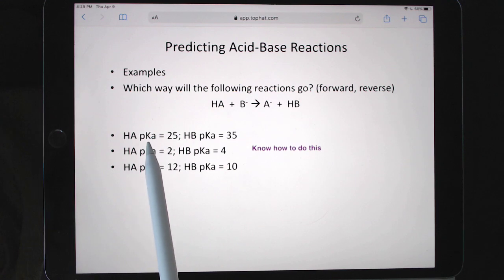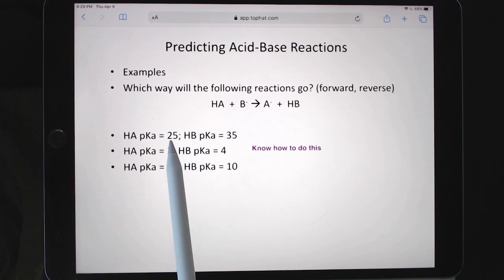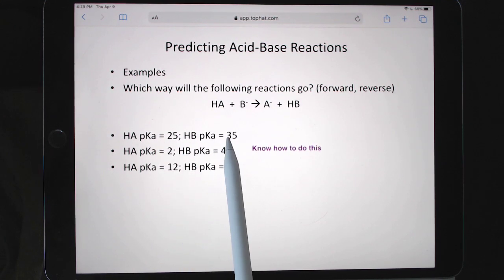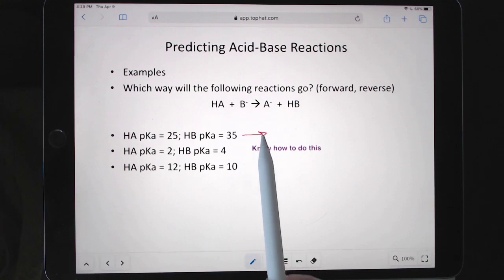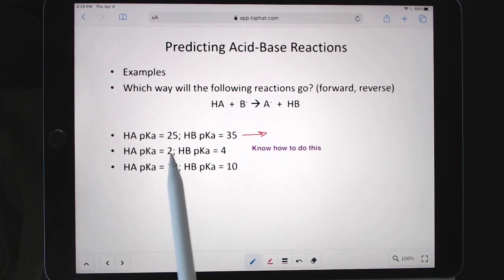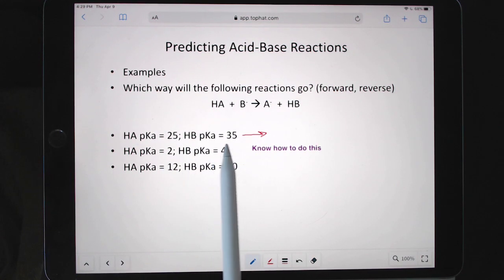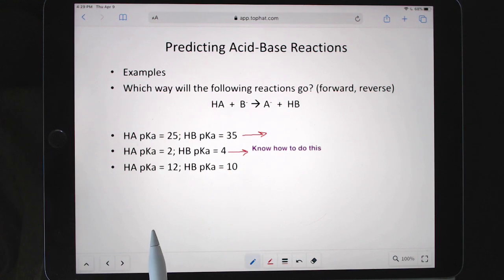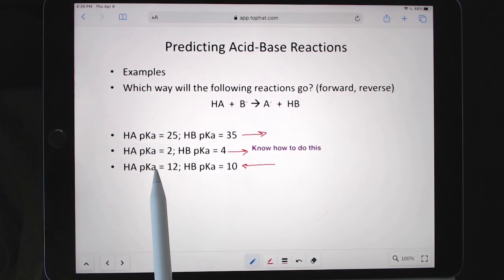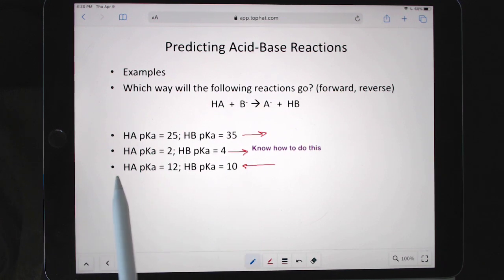If you have this, you're going from 25 to 35, that means you're going up in pKa, so the reaction must be going that way. Again, for here, 2 to 4, it's going to go towards the higher number, so the reaction must go this way. For 12 to 10, the reaction is actually going to want to go this way, towards the higher number, so this product here is the favored one. Have the reaction go in reverse.